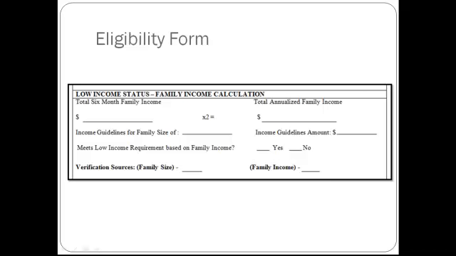Fourth, multiply this number by 2 to get the annual family income and record this number under Total Annualized Family Income. Fifth, write down the family size number and the income guidelines amount for that family size. Sixth, check whether or not they are eligible based on the annual family income calculation. Seventh, document how you verified the family size and family income. If they are determined eligible, go to the back of the eligibility form.